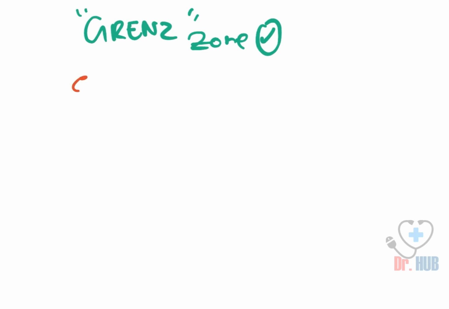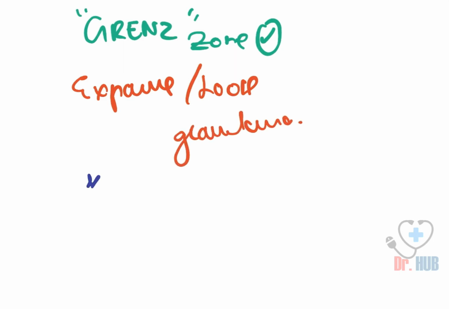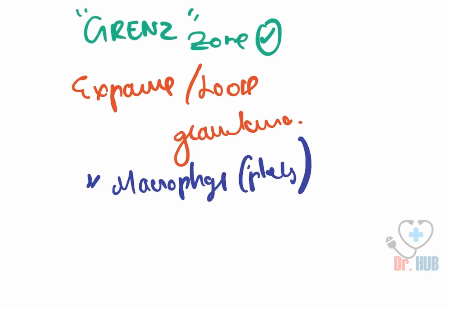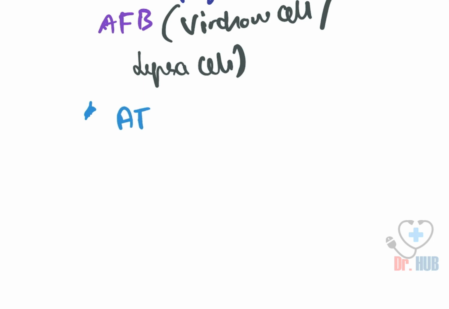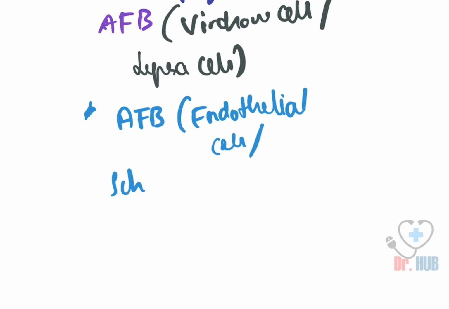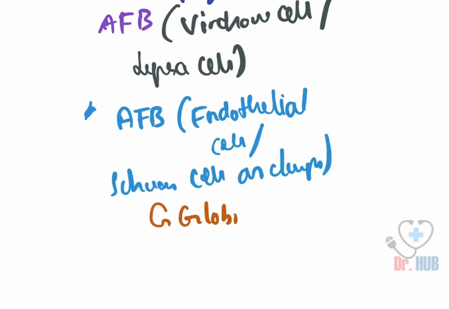Another thing to note is that there is an expansive or loose granuloma. There are plenty of macrophages loaded with AFB, the Virchow cells, also called lepra cells. AFB are seen in endothelial cells as well as Schwann cells as clumps, which are the globi. Nerves are minimally involved. That needs to be known.